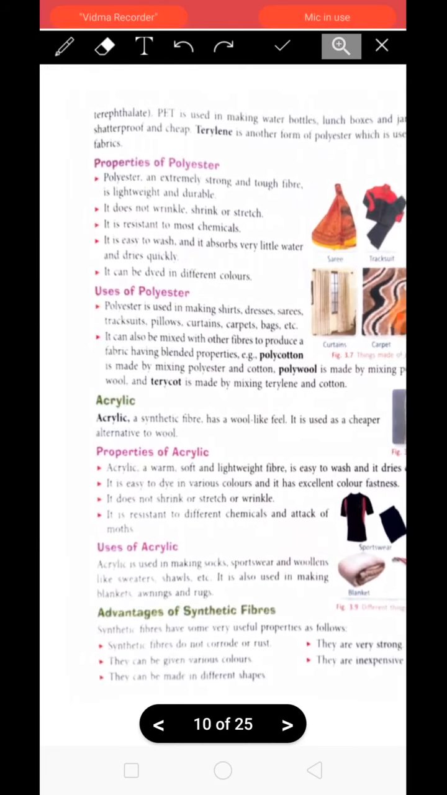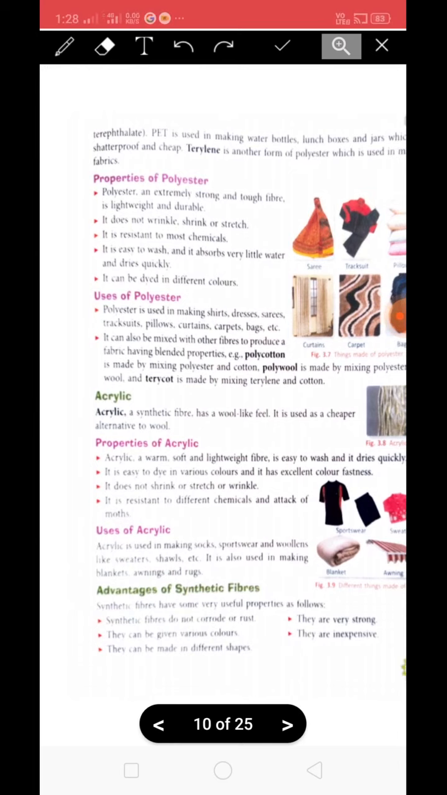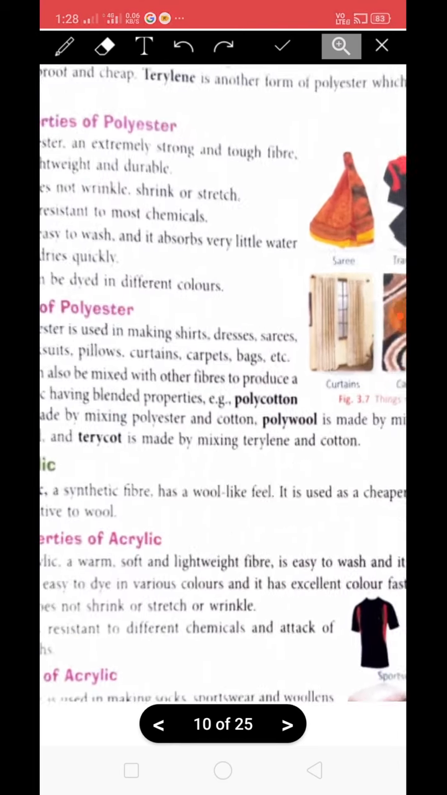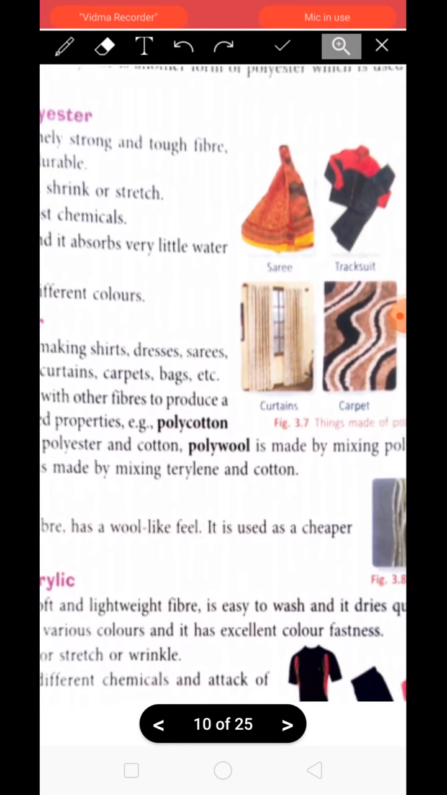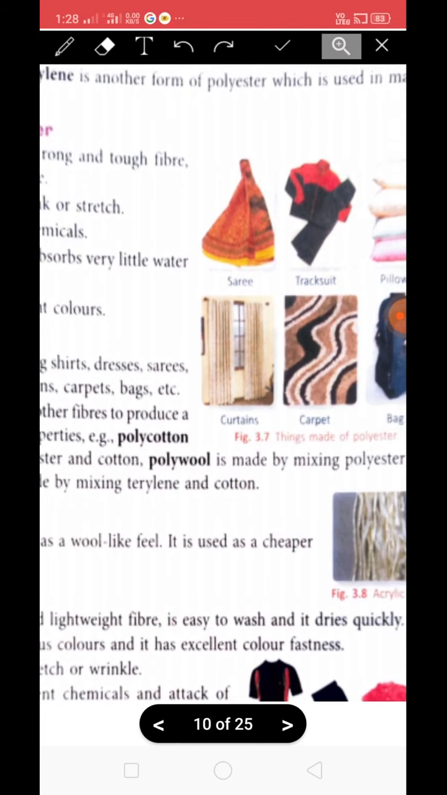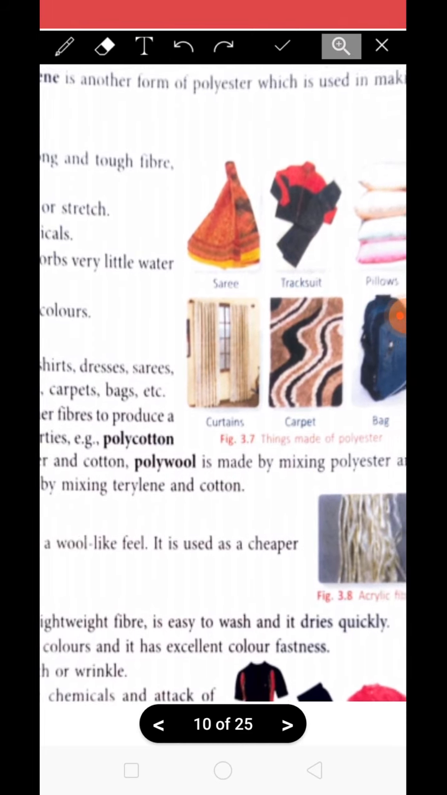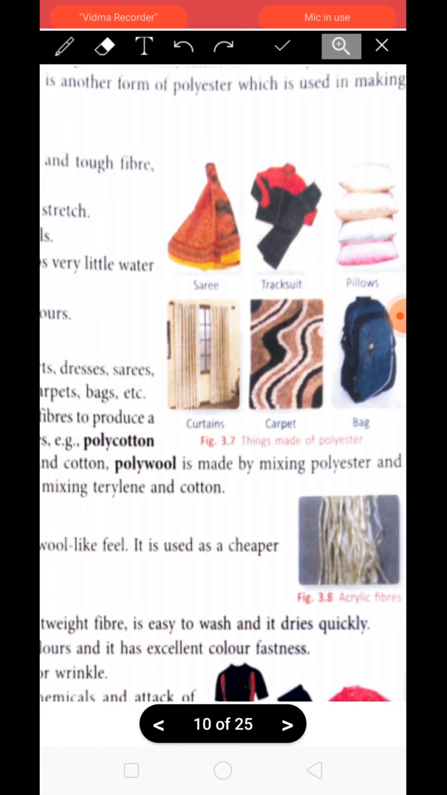So what is polyester and what are its properties? Over here we also have certain pictures of polyester. These are polyester curtains, carpet, bags, pillows, tracksuits and sarees. Understood? So what is polyester? Polyester is also one of the most widely used synthetic fibers in the world. It is a long chain polymer of a chemical called ester.